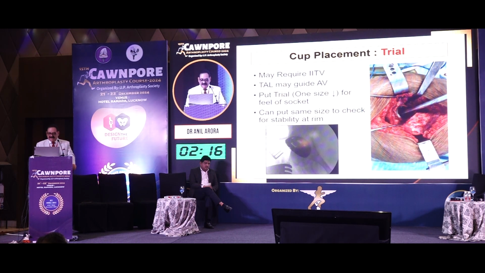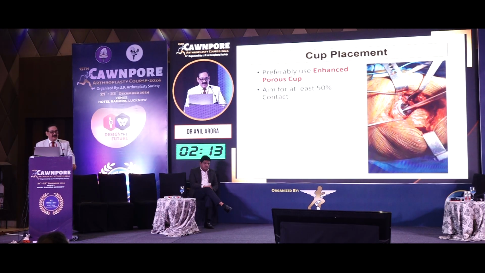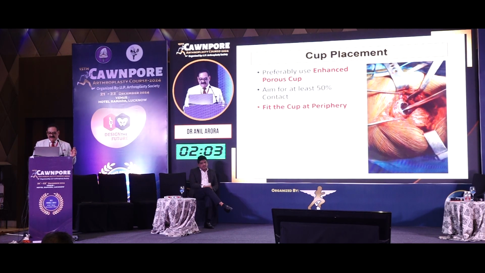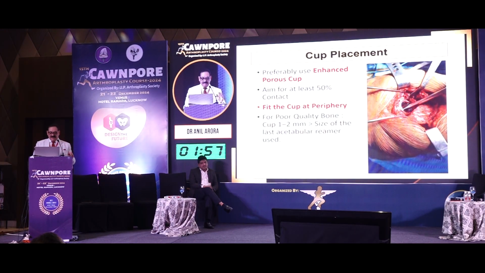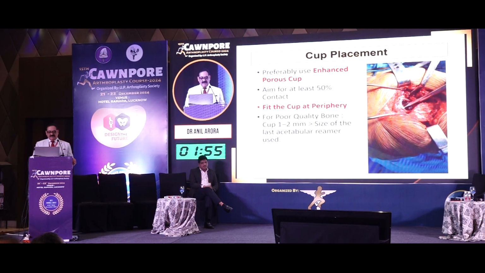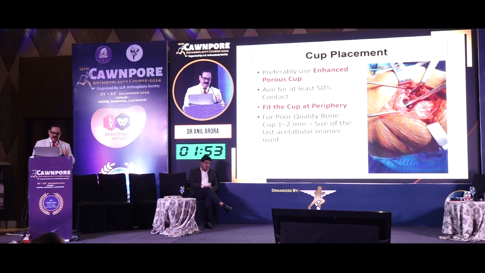Once you are happy and satisfied, put your actual cup. Preferably use an enhanced porous cup. And if you're using so, aim for at least 50% contact. Fit the cup at the periphery. I'm showing in the video, it is very stable. You can shake it. And for poor quality bone, you can choose a size 1 or 2 millimeters bigger than the last reamer. And if you're not happy with the stability, and I always use multiple screws for better stability, especially once you have grafted the acetabulum, you feel much safer.